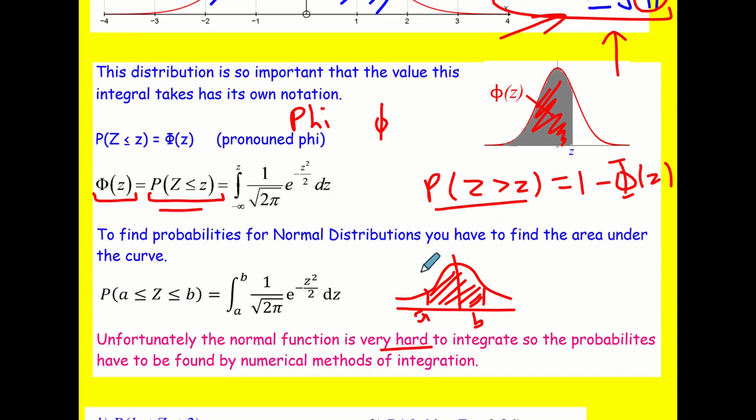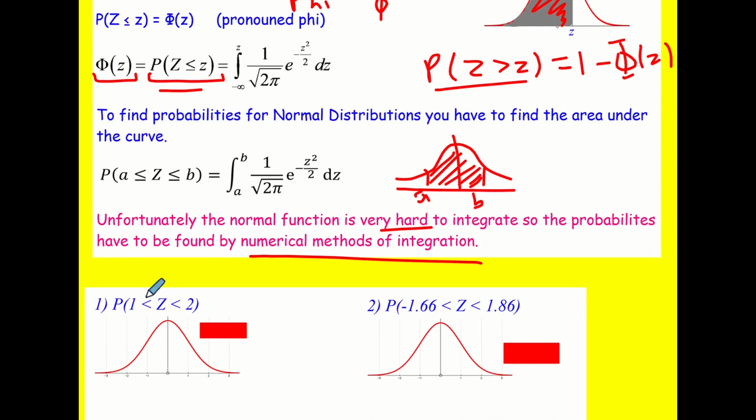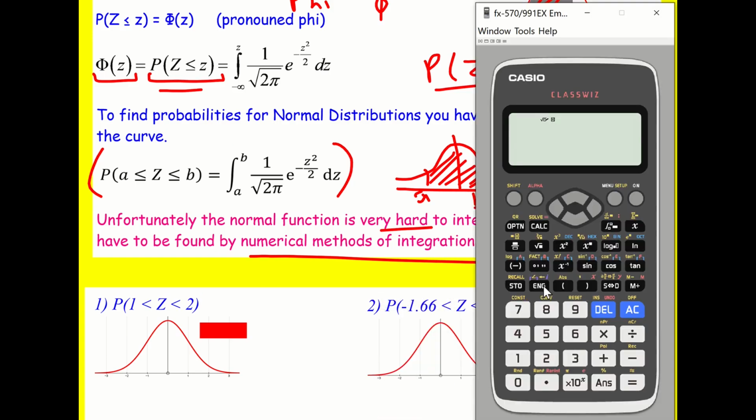So what we have to do is use the numerical methods of integration we've learned about. Let's take our standard normal distribution and find the probability that z is between 1 and 2. How on earth do we do that? Well, we know we're doing an integral between 1 and 2. We're not going to be using that from here on, because we've got our calculator to do it, but I want you to realize that that is what you're doing.